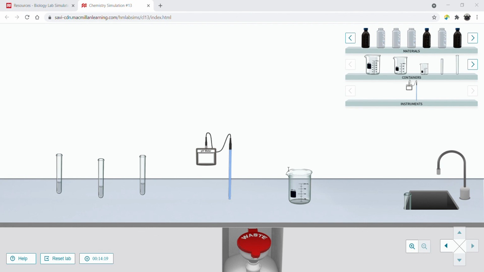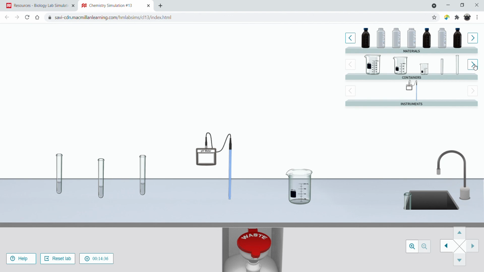Okay. Yeah. It's supposed to be a 50 milliliter beaker. I did a 250. Alrighty. So here's step number 5. Take a dropper from the container shelf and place it on the workbench. 6. Place the dropper into the beaker. Then you move the dropper into test tube 1 and add 2 drops. Okay, so let's do that.